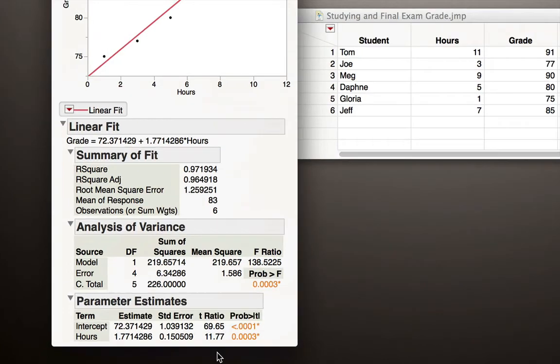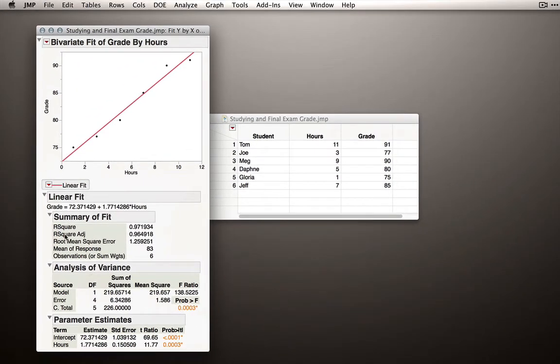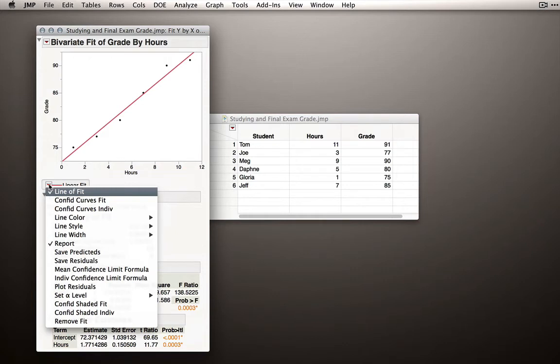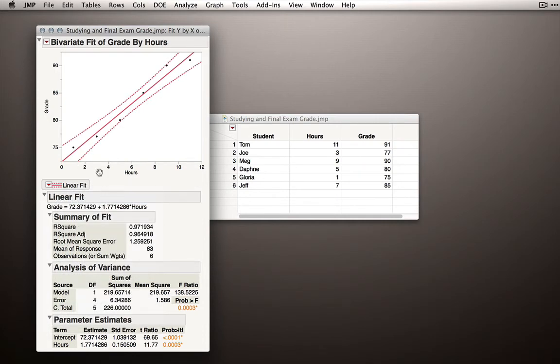Now let me scroll back out, and I want to show you a couple other options that are available under the red triangle for linear fit. So let me click on this. Now first, we can get confidence intervals on this line for the fit and for the individual. Let me put on the confidence curves for the fit, and notice what this draws around the line. It's actually known as a working Hotelling confidence band, and this is really a confidence interval around the line itself. Where do we think that line really is in the population?